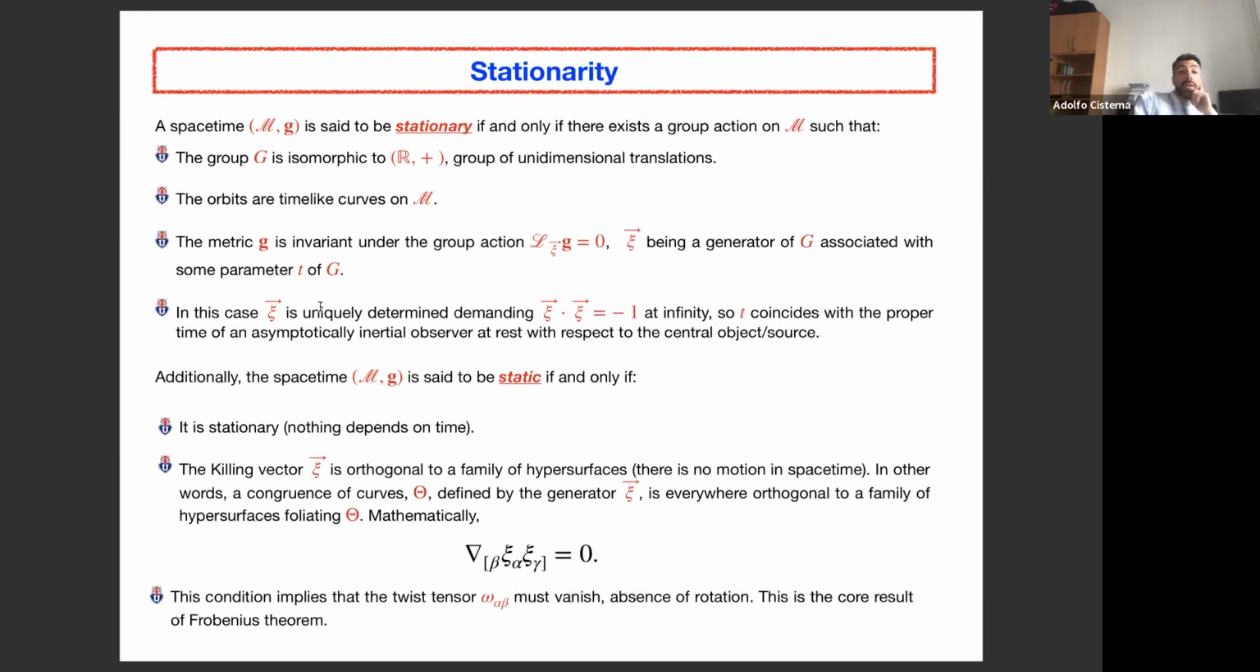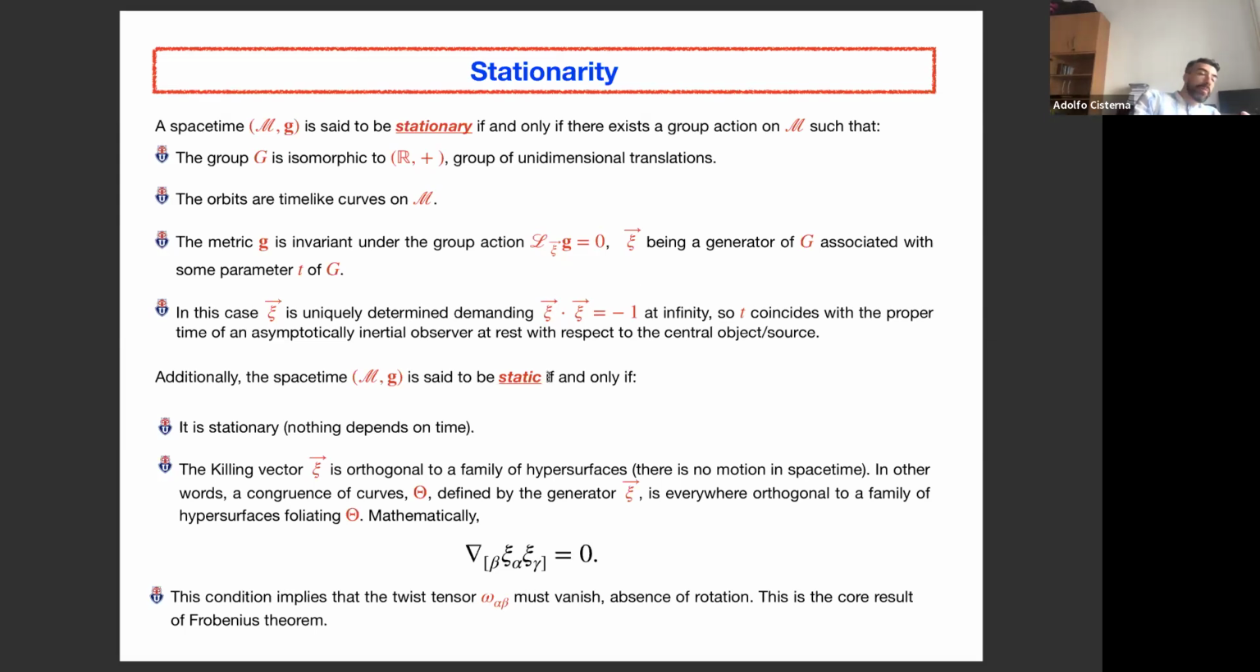Usually what you can do is uniquely determine this generator by demanding that its norm at infinity is -1, and so T coincides with the proper time of an asymptotic inertial observer that is at rest with respect to the stationary object. Now, I might say that this condition is not always satisfied on every spacetime, because sometimes we have ergospheres. The ergospheres go all the way to infinity, so it's more tricky to define this uniquely, okay?